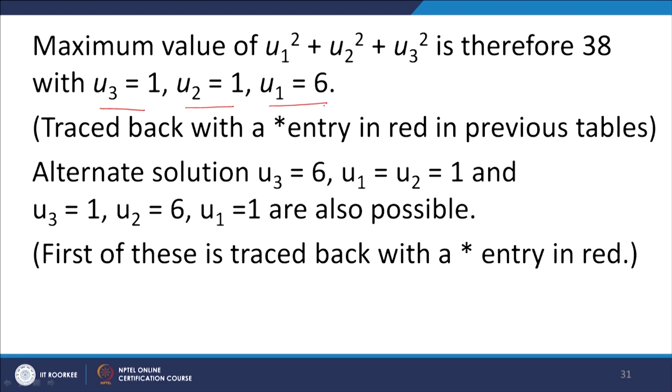So, these are traced back, and that is why it is called a backward recursion, and therefore we can say that the solution is obtained as u3 is equal to 1, u2 is equal to 1 and u1 is equal to 6. The alternate solutions, that is u3 is equal to 6, u2 and u1 equal to 1, and u3 is equal to 1, u2 is equal to 6, u1 is equal to 1, are also possible. The first of these is shown in the tables that I have marked with the red entry. So, in this way we can solve this problem using dynamic programming.